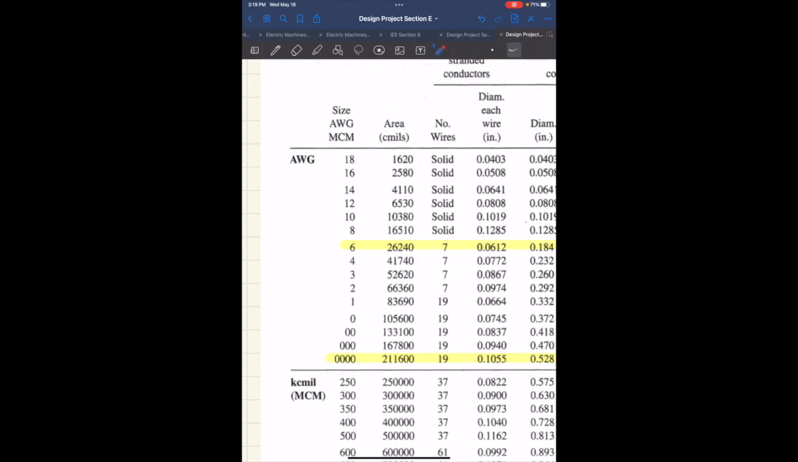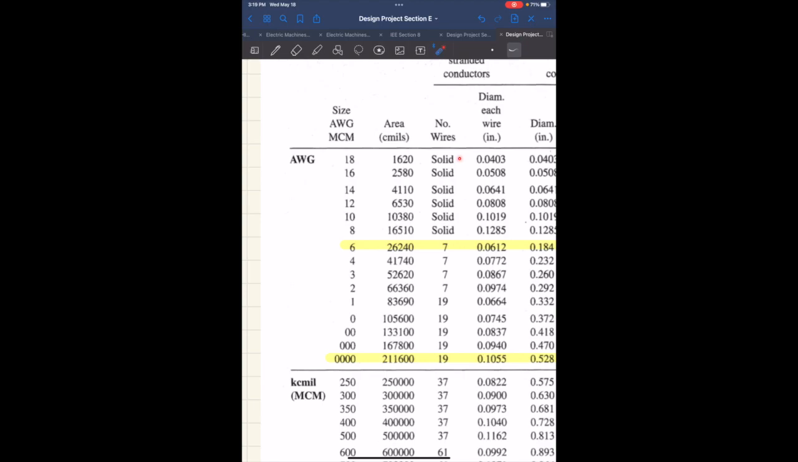Now, for now, just ignore the AWG column. I don't want you to get confused. We're going to really be looking at this column. Another column I want you to look at is this one. Number of wires. Okay?